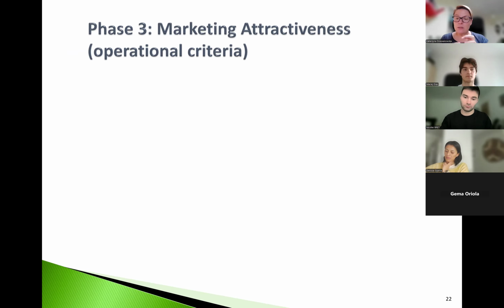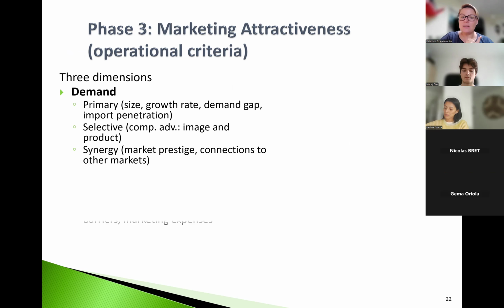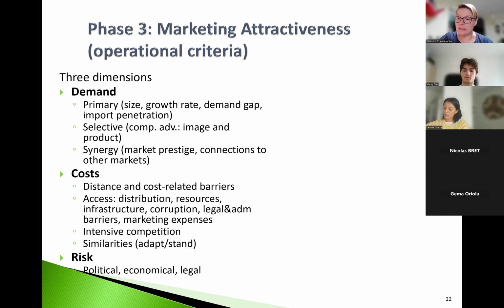It is important in your project and also in real life, well, why not, to make sure that you do not use the same criteria twice, that you have different criteria that come from PESTEL, different criteria that come from the operations. And here the dimensions are demand, costs, and risks.